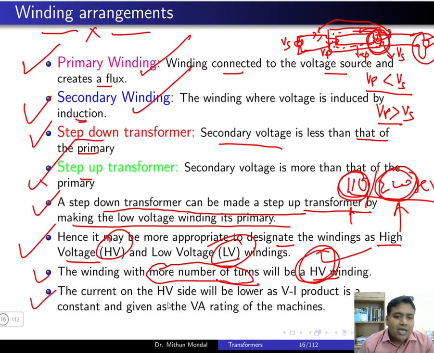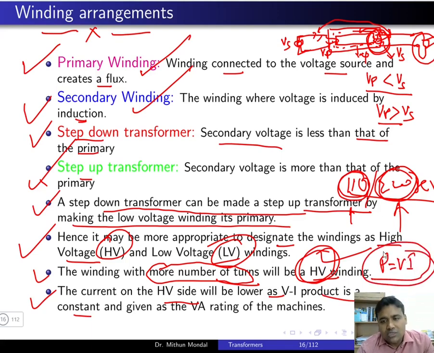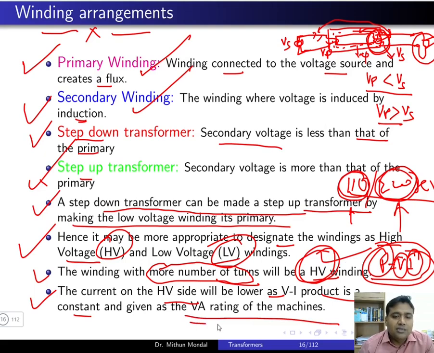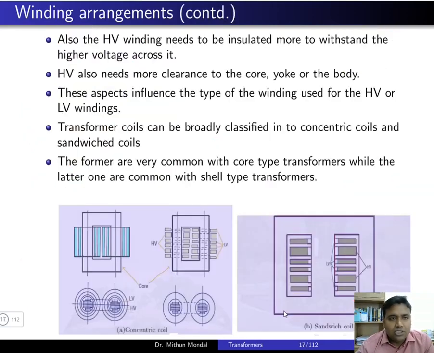The current on the high voltage side will be lower as the VI product is a constant. So you know that power will remain constant in a transformer. The product of voltage and current is constant. So basically if you change the voltage, the current will also change to keep the power constant. On the high voltage side where the voltage is more, obviously the current will be less because it has to keep the power constant for a given VA rating of the machine. Any particular transformer will be given a VA rating. What is the volt-ampere rating of the machine?